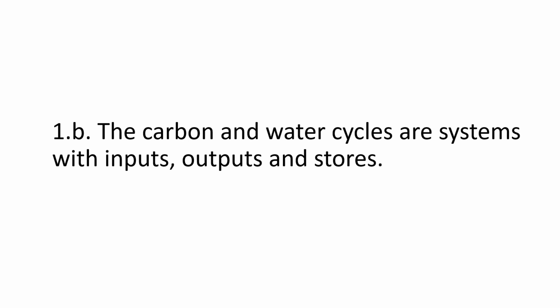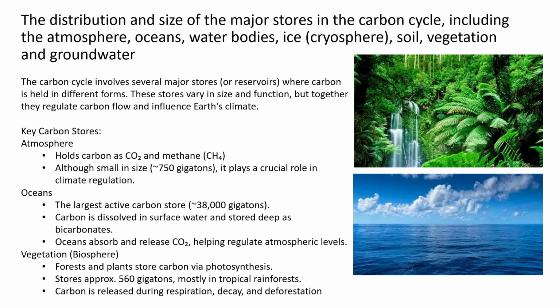1B. The carbon and water cycle are systems with inputs, outputs and stores. Well, for the carbon, we need to think a little bit about those stores. Some of them are very long-term stores where carbon might have been trapped for millions of years, things like oil or gas or fossilized wood. Others are areas where carbon moves very quickly, for example, through our atmosphere. So the stores that we have for carbon varies.